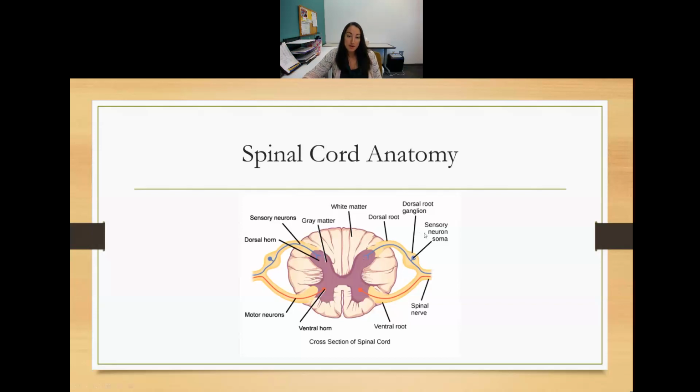There are nerves that go into the spinal cord. Those are the sensory nerves, and they go up, so they ascend, and then the motor nerves come down from the brain and exit the spinal cord to tell our body what to do.